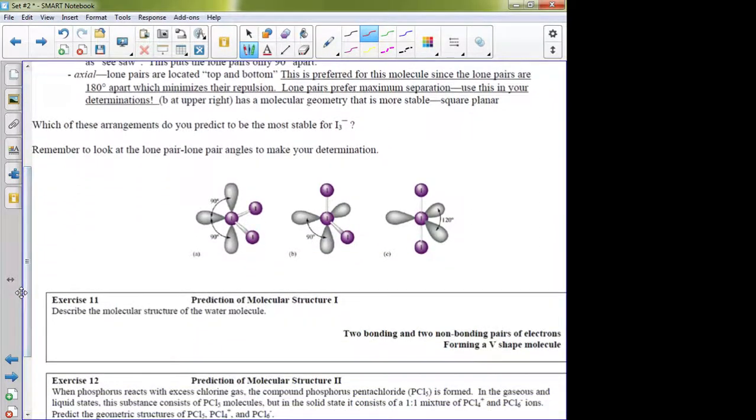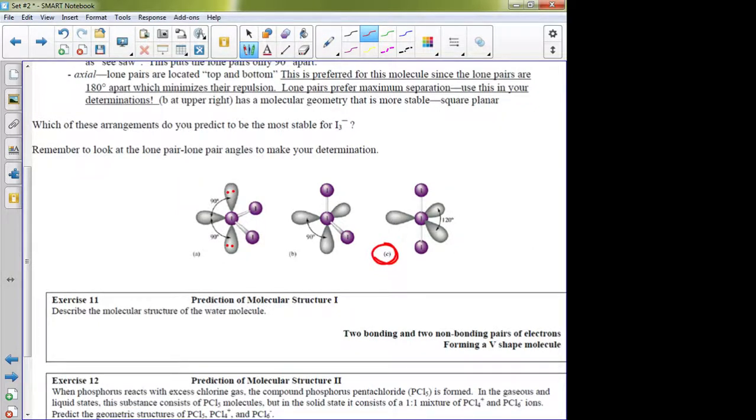All right. Now let's talk about what if they gave me 3 different drawings, like I3 negative. Okay. So they gave me A, they gave me B, and they gave me C. Now these right here are lone pairs. All of these are lone pairs. Which one of these drawings, A, B, or C, would be the most stable arrangement for I3 negative? C. Okay. Now, why is C going to be the most stable?